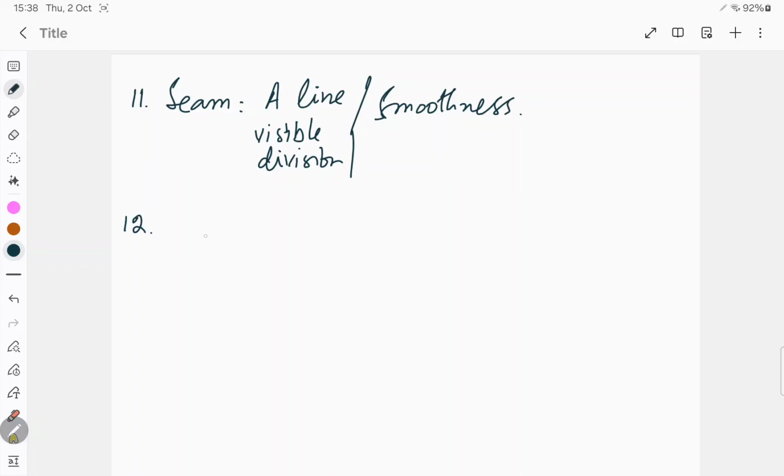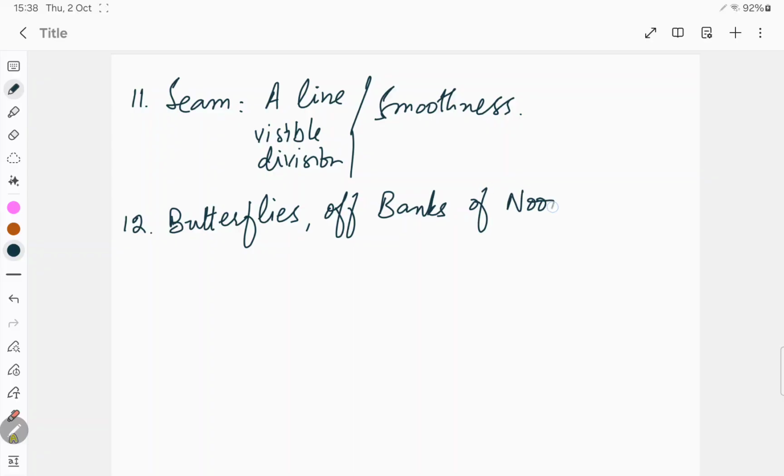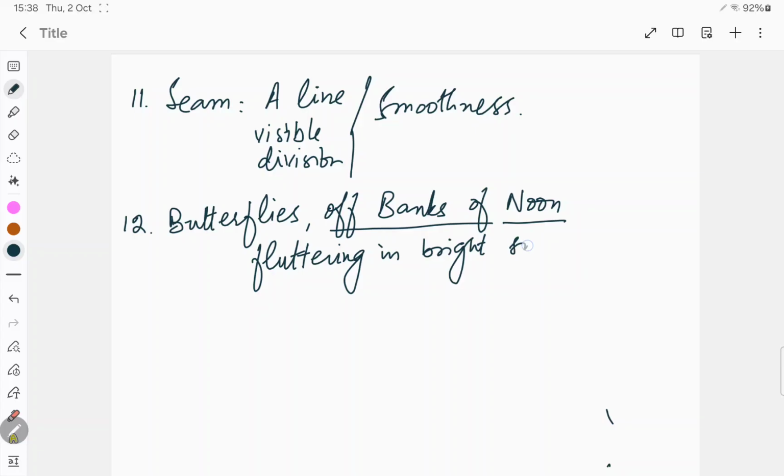The next word is butterflies. It is again a phrase. Butterflies of banks of noon. That suggests the daytime. Here, actually, banks of noon means that they are fluttering in bright sunlight.